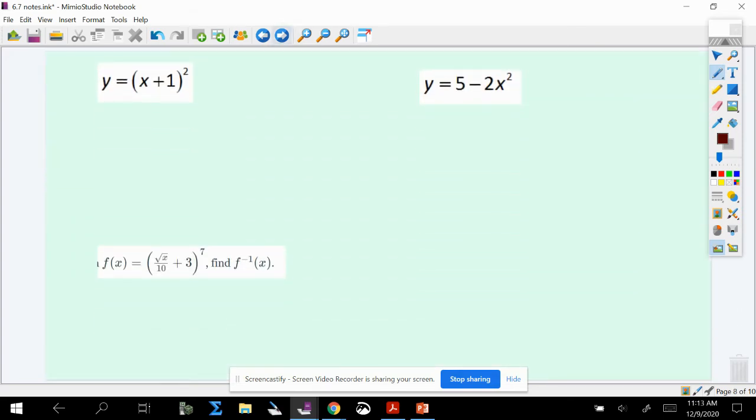A few more. So we're going to switch our x and y first. So x equals y plus 1 squared. X equals 5 minus 2y squared. This one came from Delta Math, so we're going to make that y equals. So then when I switch my variables, it's going to be x equals.